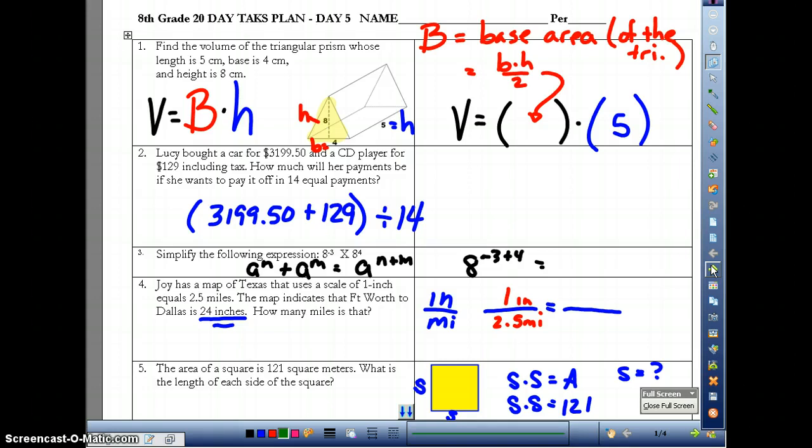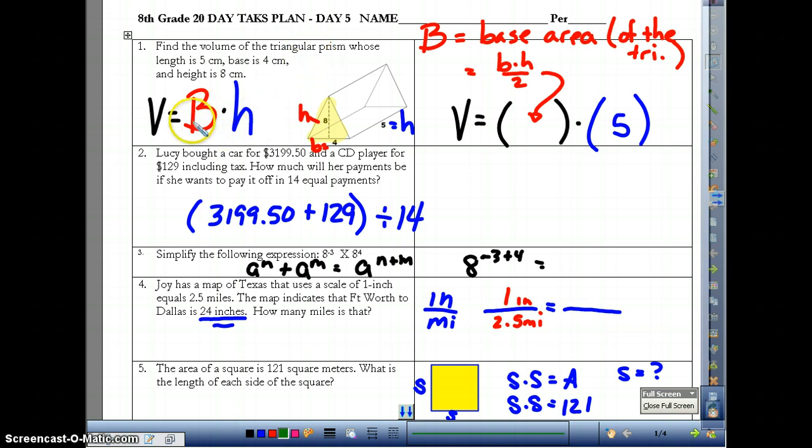Number 1 says find the volume of a triangular prism whose length is 5, base is 4, and its height is 8. Okay, so we got the prism here. It's all labeled. Don't forget, it's a triangular prism, and what they do is they tend to knock it over on its side, but the base is still a triangle.